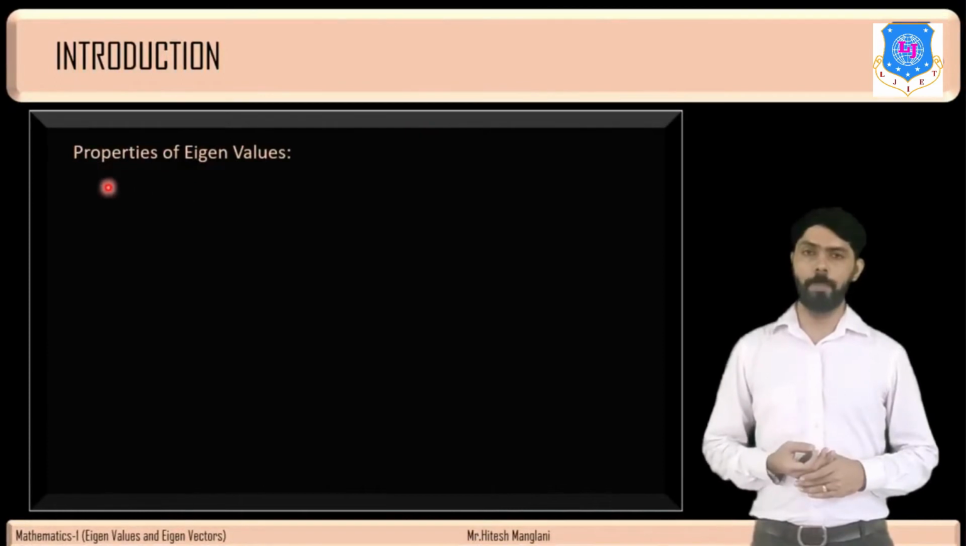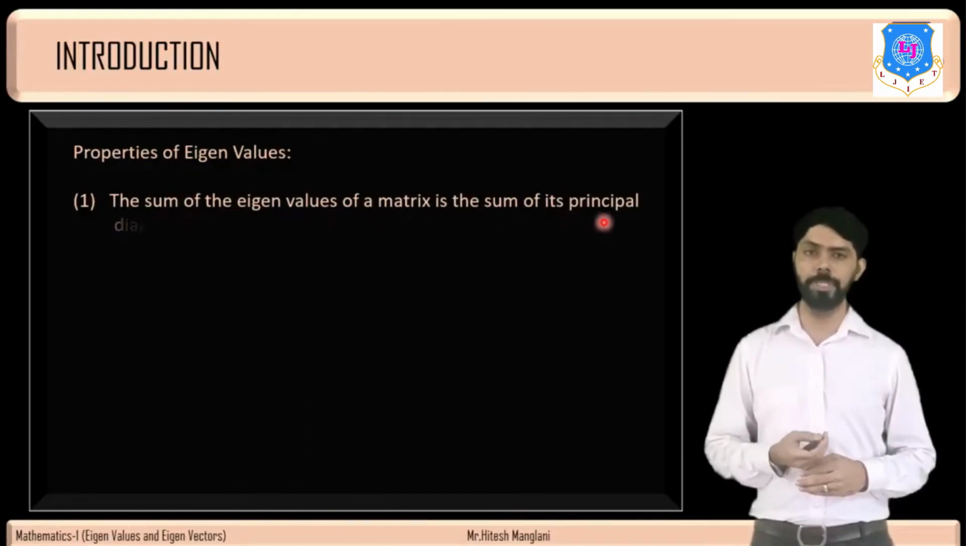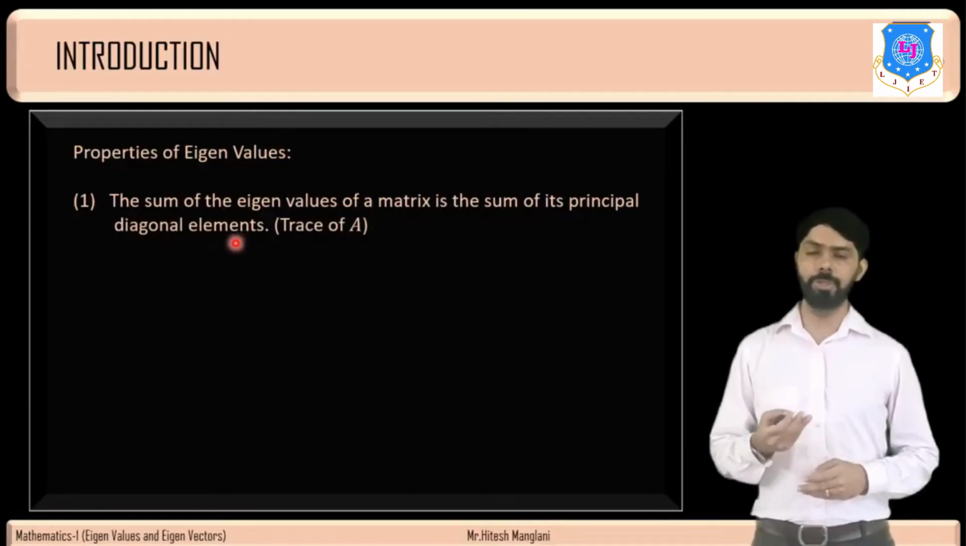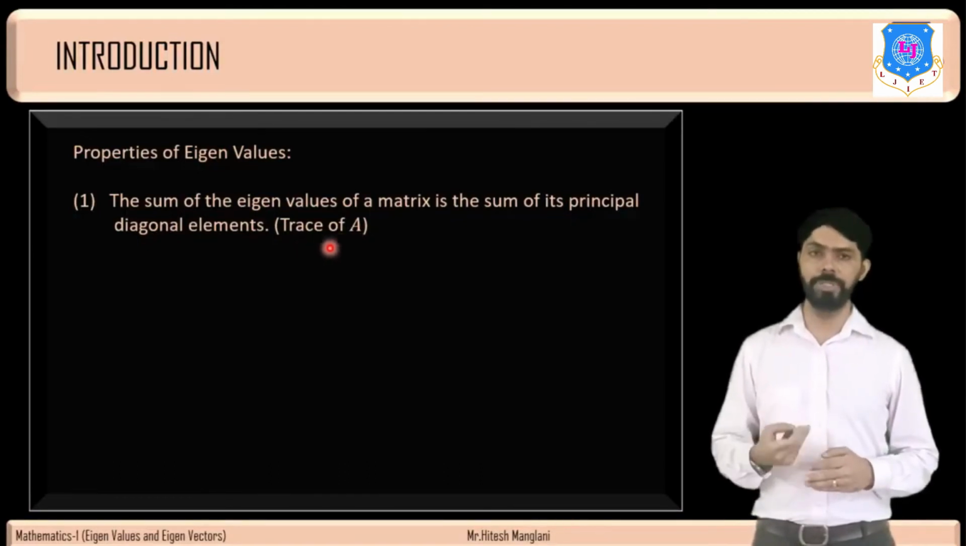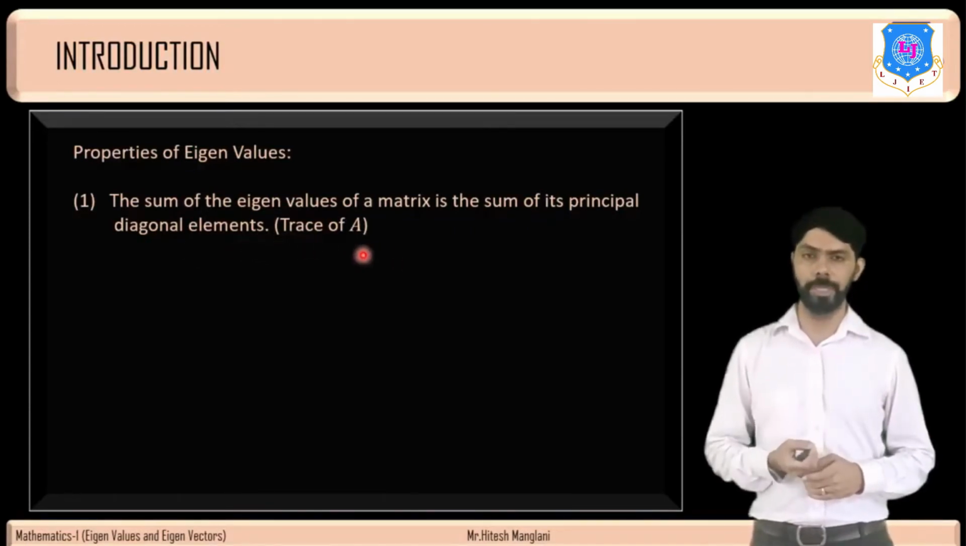Now we will discuss properties of eigenvalues. So first property, the sum of eigenvalues of a matrix is the sum of its principal diagonal elements, which is also called trace of matrix. So this is the first property: sum of eigenvalues is the same as sum of its principal diagonal elements, and the sum of principal diagonal elements is called trace of matrix A.